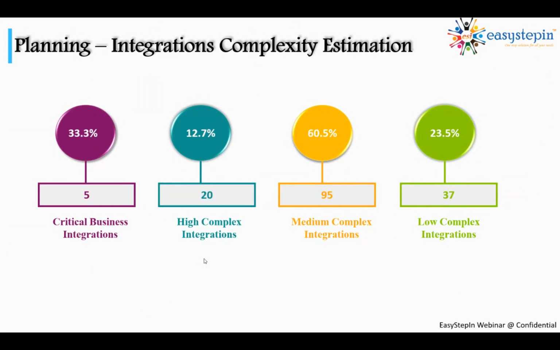As I mentioned, we have done 150 plus integrations. There were five critical business integrations, 20 high complex, 95 medium complex, and 37 low complex. So this is the list of integrations, which we divided according to complexity.